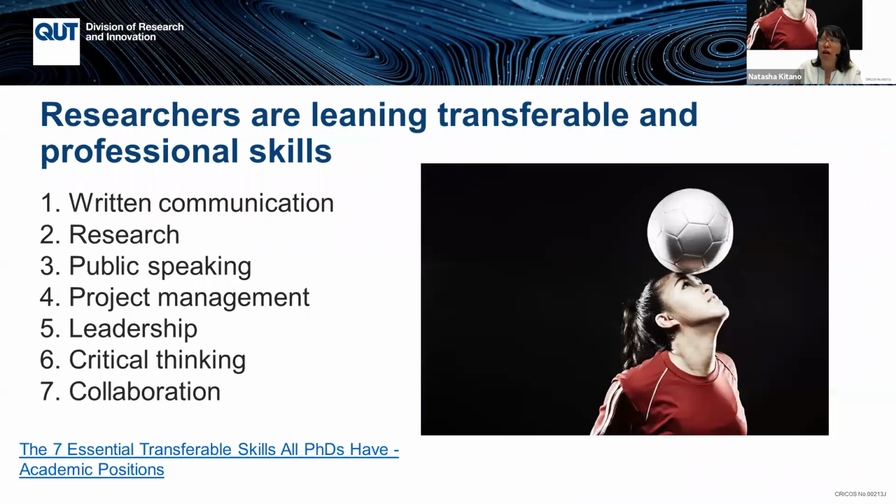Something else that researchers are learning. Oh, and there's a mistake in my spelling there, sorry about that. Researchers are learning transferable and professional skills. So I think you need to remember that this is actually happening to you throughout your candidature. You're not only undertaking original research, and you're also developing your disciplinary knowledge and research capabilities, but it's these transferable and professional skills which you'll be leaning on for the rest of your career. So I thought I would outline them a little bit more in detail.